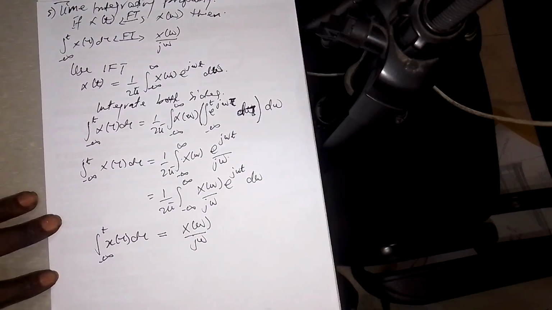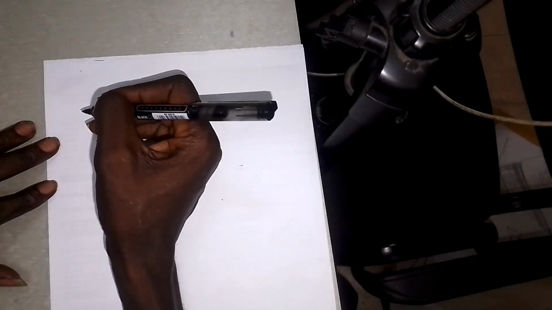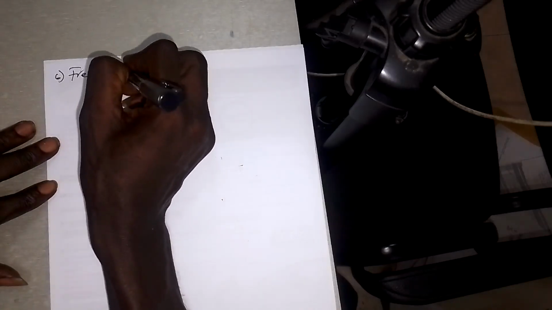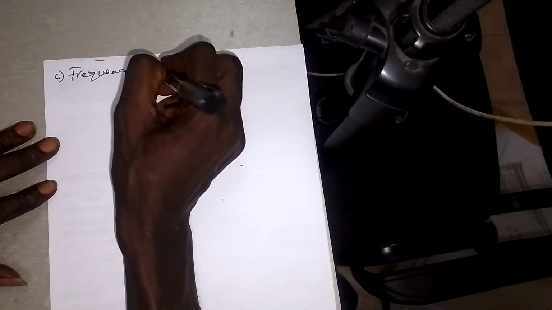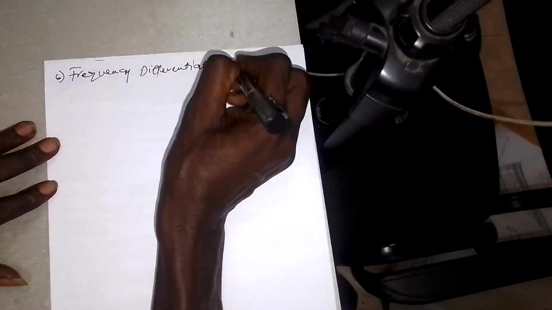Thank you so much. I think we can briefly see our next property. Let's see property number 6. Property number 6 is the frequency differentiation property.